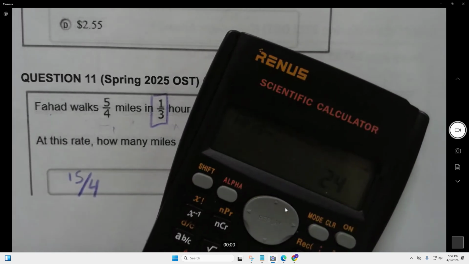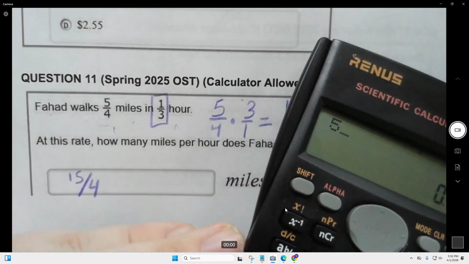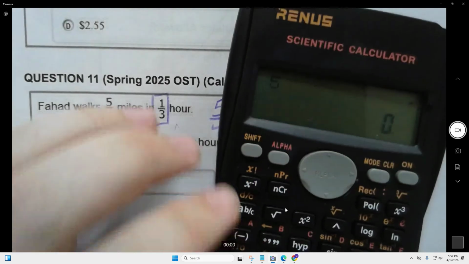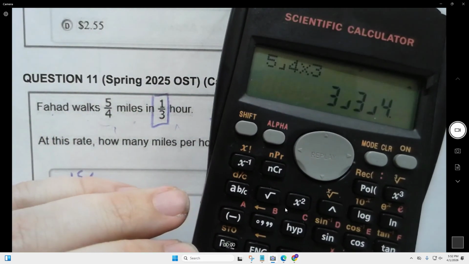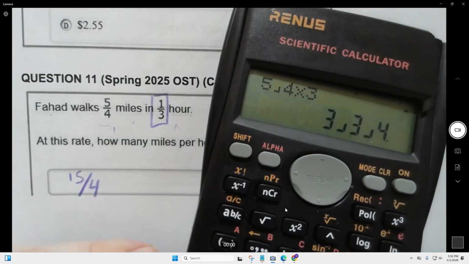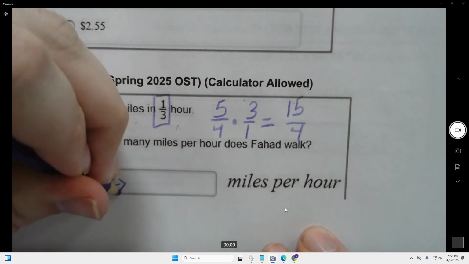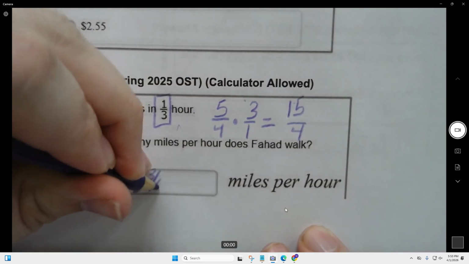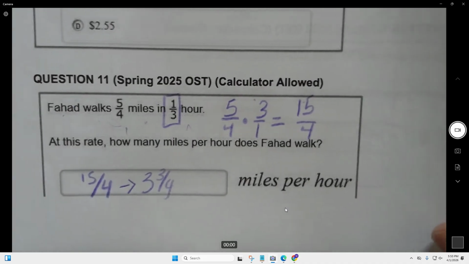You could just put it in the calculator. 5 over 4 times 3. 3 3/4, which is the same as 15 over 4. 3 3/4. And that's it. That's 7.RP.1.